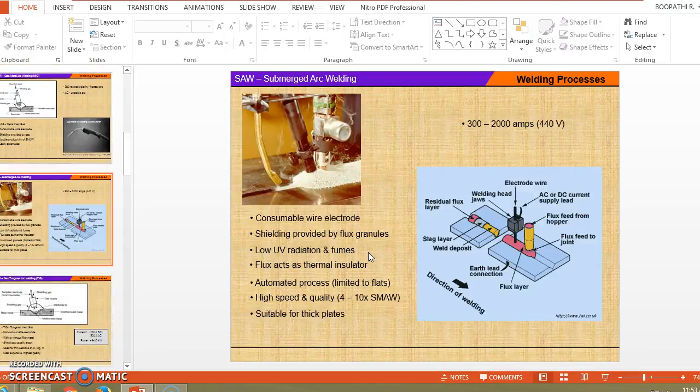In SAW, that is submerged arc welding, the input current is 300 to 2000 amps, at 440 volts. It consists of a consumable wire electrode with the help of a shield provided with flux granules. Due to flux granules, low UV radiation and fumes are produced. In such case, flux acts as a thermal insulator, and it is an automated process with limited flats. It provides high speed and quality, which is suitable for thick plates.